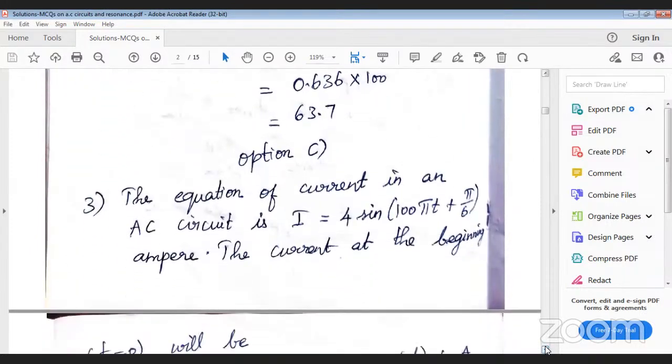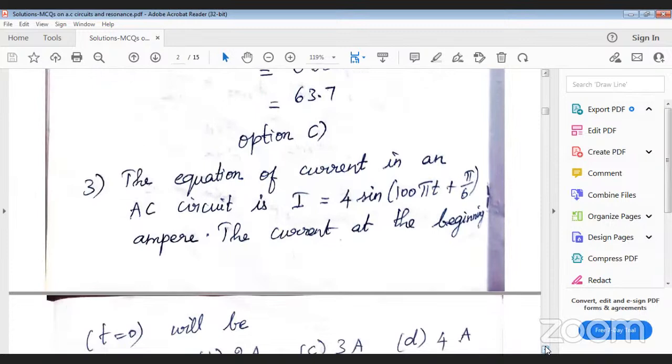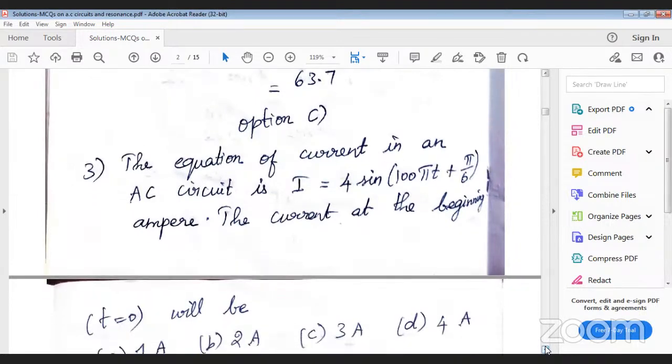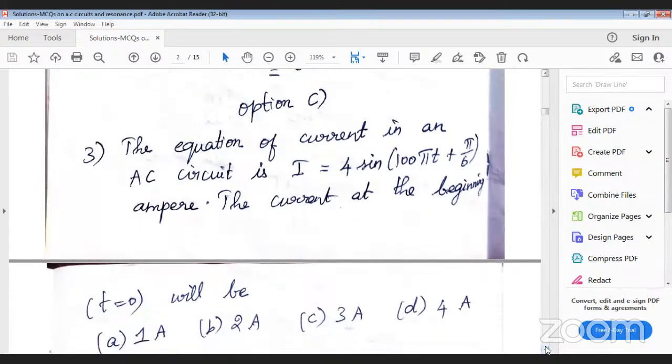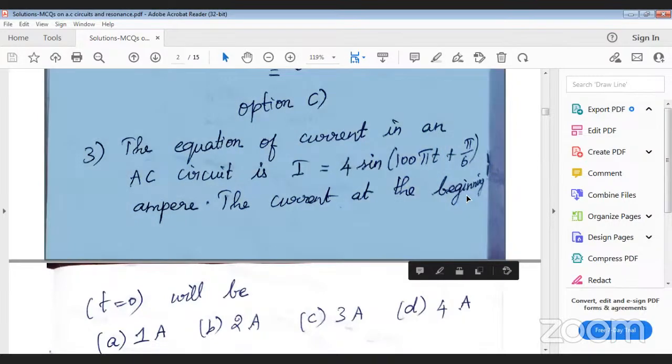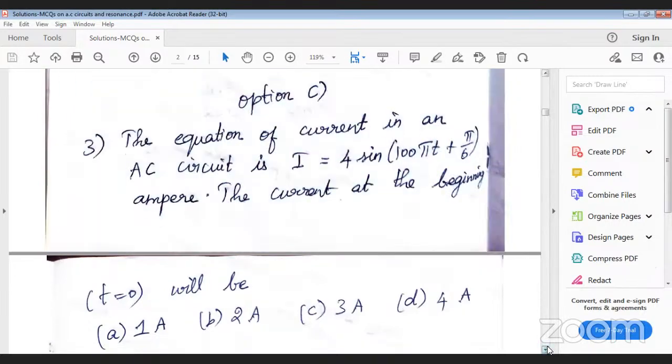The third question is: the equation of current in an AC circuit is I equal to 4 sin (100 pi t plus pi by 6) ampere. The current at the beginning, that is t equal to 0, will be. They have given you the equation for current, and from that you need to find the current at t equal to 0. It is also a simple problem. In the equation, substitute t equal to 0 and then you can find the solution.